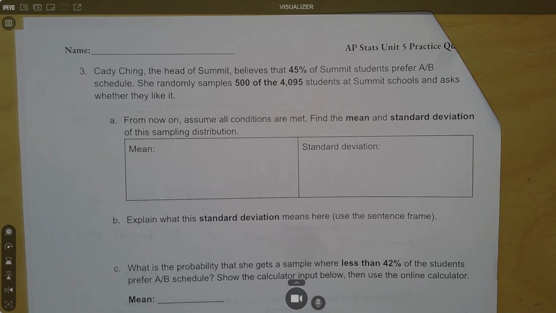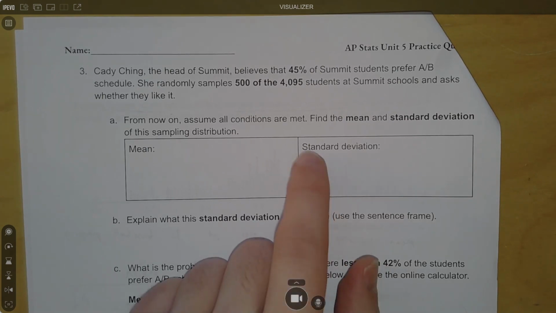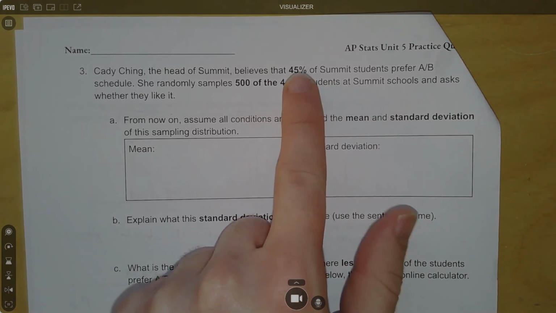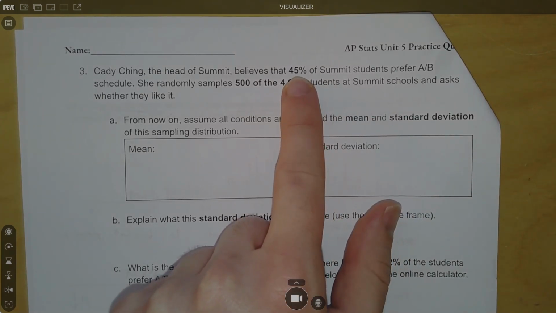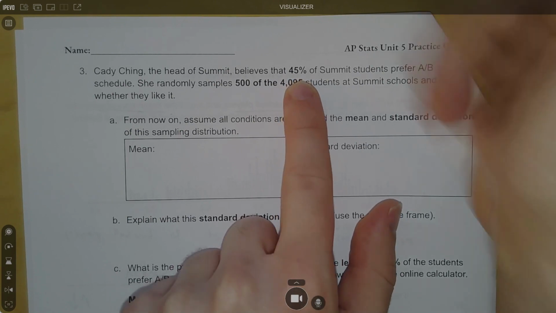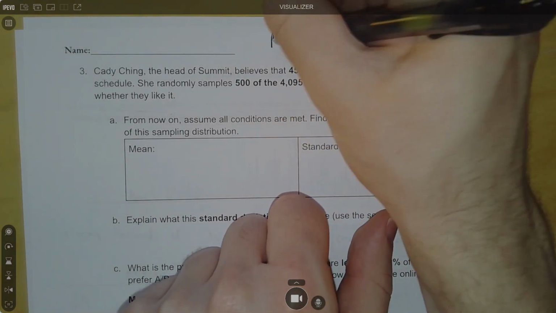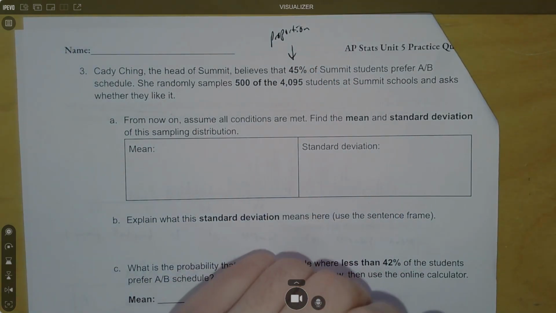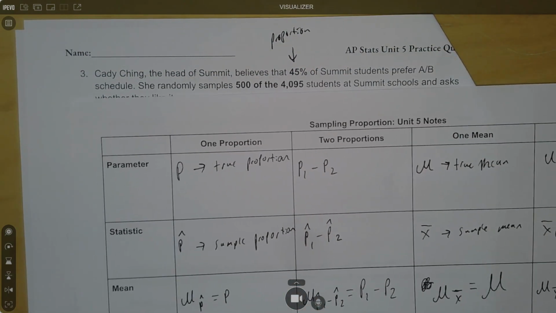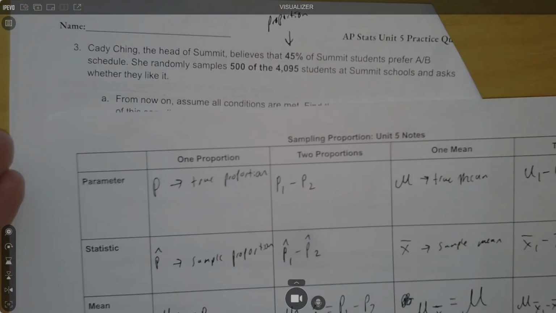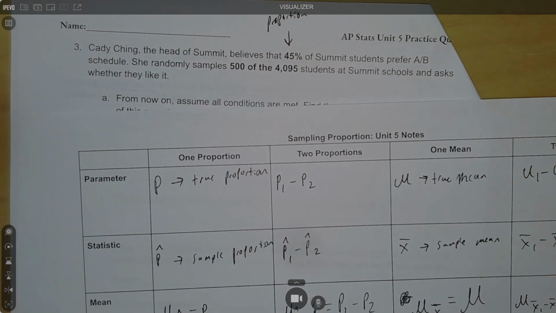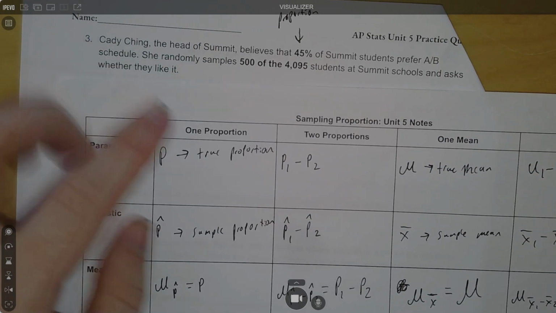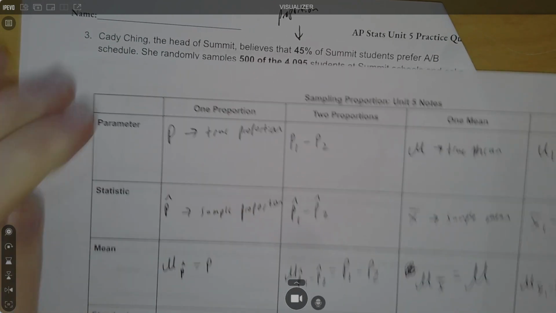Okay, so in order to do this, we need to figure out what we're dealing with. Well, I see here that I have 45%, right? So this indicates what, guys? That indicates a proportion. So I immediately know to look at my proportion side of things, right? And how many proportions do I have? Well, just the one. I'm not taking any difference of anything. It's just one proportion. Okay, so I'm going to go down proportion, and I'm going to use my formulas.